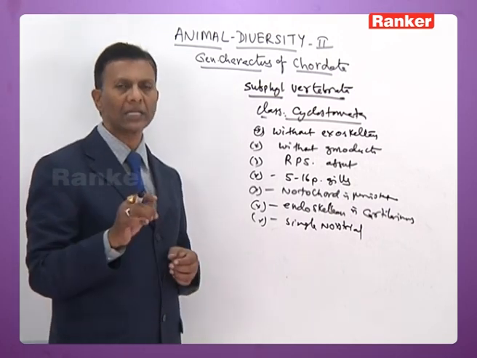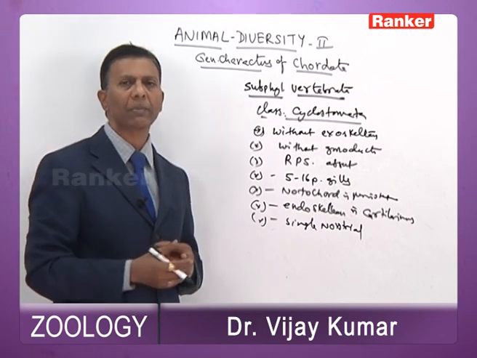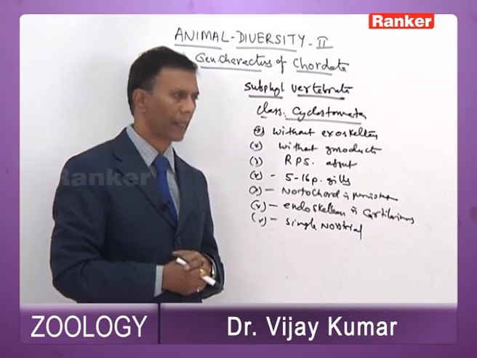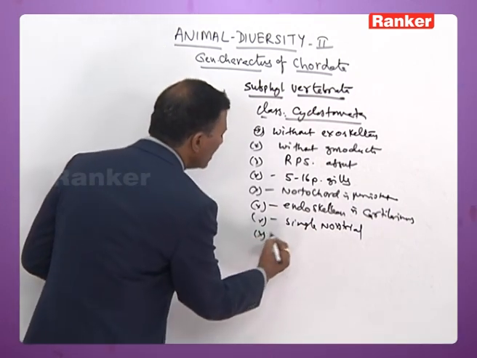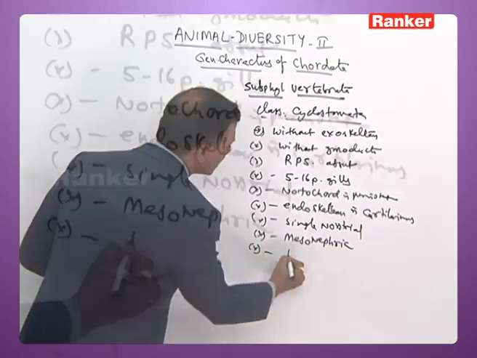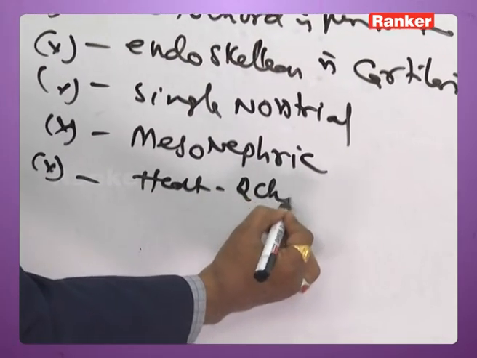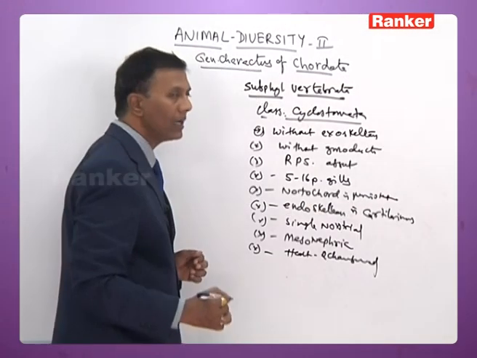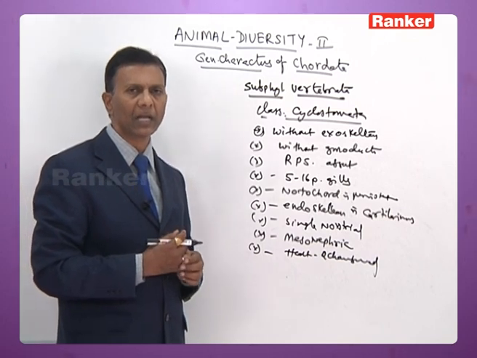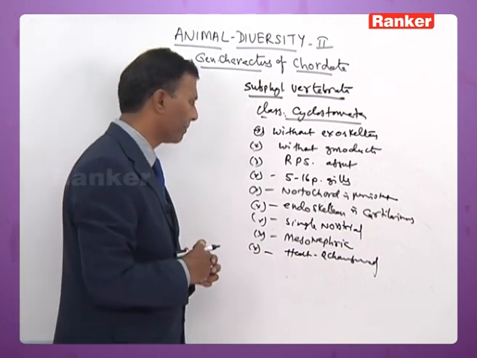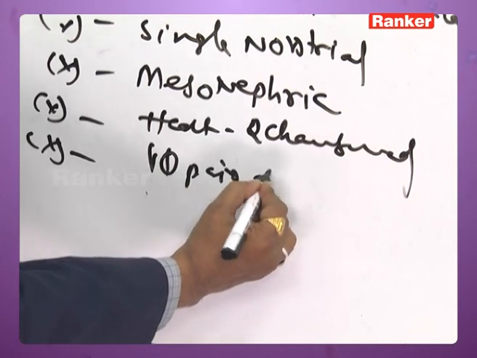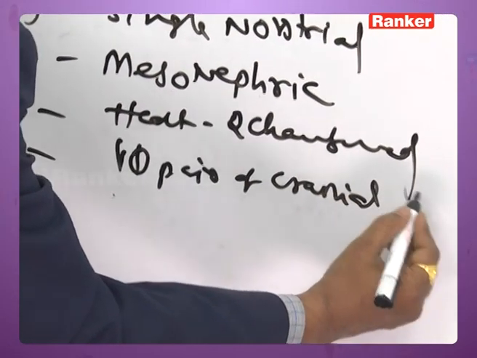Incompletely developed neural arches extend over the notochord, representing the vertebrae. So the vertebrae are in the form of incompletely developed neural arches. The kidneys in them are mesonephric. Heart is 2 chambered with an auricle and a ventricle. Just like fish, even in Cyclostomata, a venous heart is present with an auricle and a ventricle. They have 10 pairs of cranial nerves, like fish.